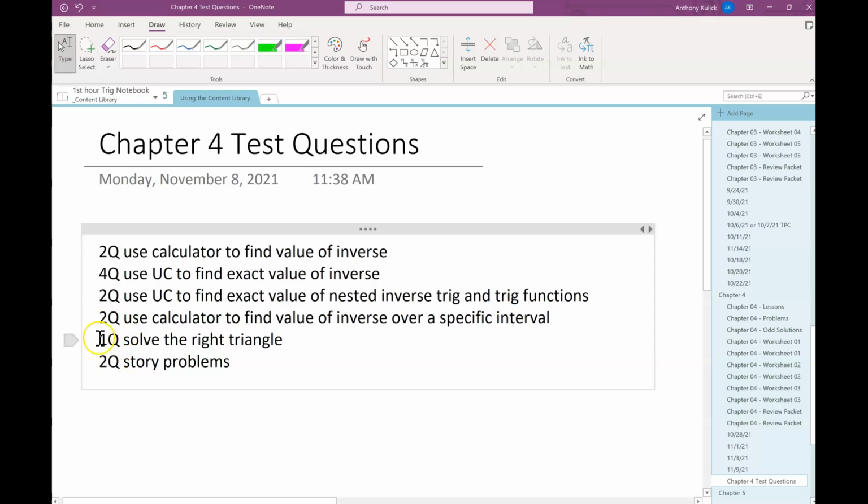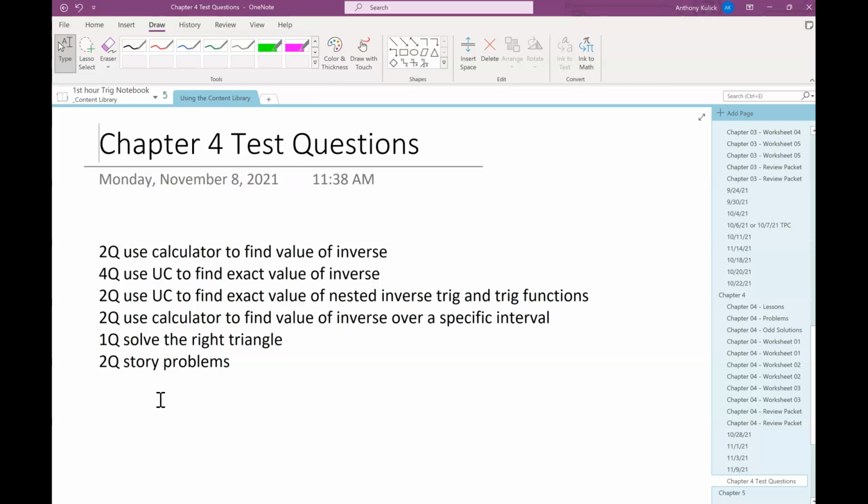1 question where I ask you to solve a right triangle. You just find the missing side lengths and angle measures. Very similar to what you would have done inside of some of these story problems, except you already have the triangle. You don't have to decode anything. You're just doing the trigonometry part. And then 2 story problem questions that won't involve solving systems. You guys feel like you got a pretty good picture of what to expect there? Okay. Cool. And this is in the content library, so you can access that at any point. Thank you. Yeah, no problem.